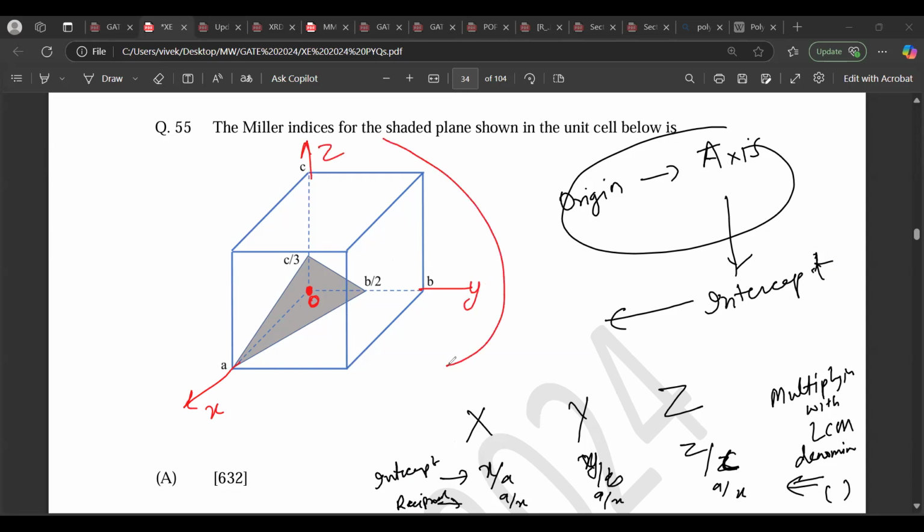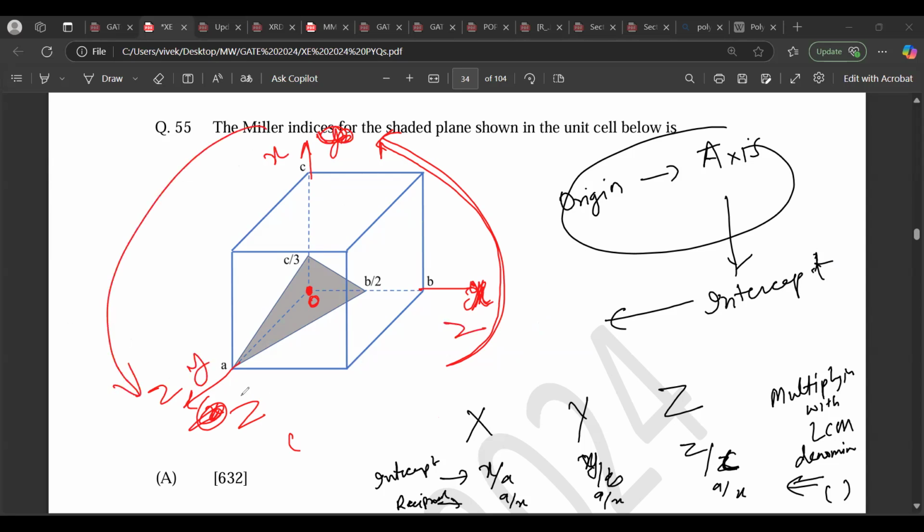Remember, how I choose my axes will depend on the anti-clockwise convention. Please follow anti-clockwise. You cannot write this as x, this as y, and this as z, because that means you're going clockwise. That is wrong. You always choose anti-clockwise. It doesn't matter where you start. You can start here: this is x, this is y, and this is z. That's also correct. You can start from here as well: this is x, this is y, and this is z. But you have to follow the anti-clockwise direction. I usually start from here.